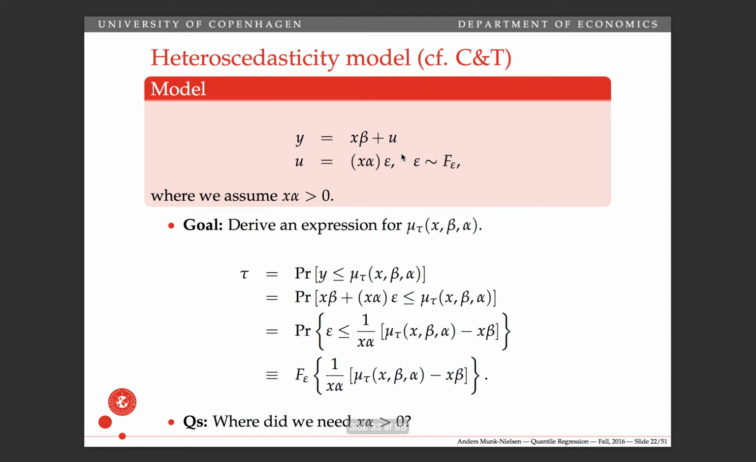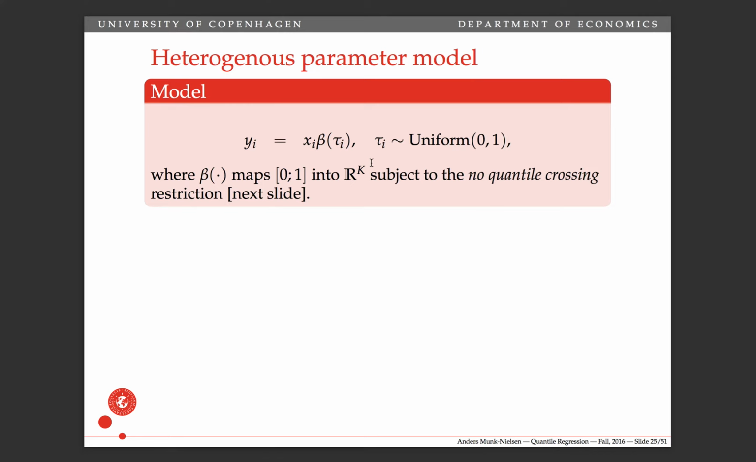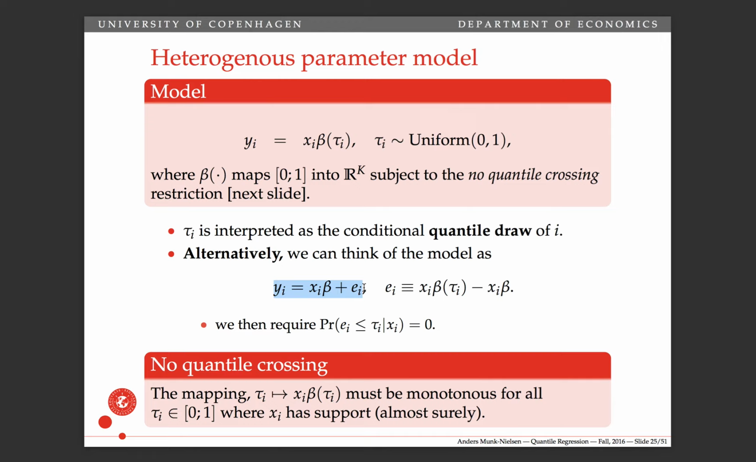So this was the heteroscedasticity one, and this is the heterogeneous parameter one. The heterogeneous parameter one you can rewrite as having an error term like this, and then we can write up a condition on that error term. In many other textbooks, this is the way that the quantile regression model is written up. And the beta will then vary with tau, so there will be a different beta for each tau in that case, when you estimate and think about that.